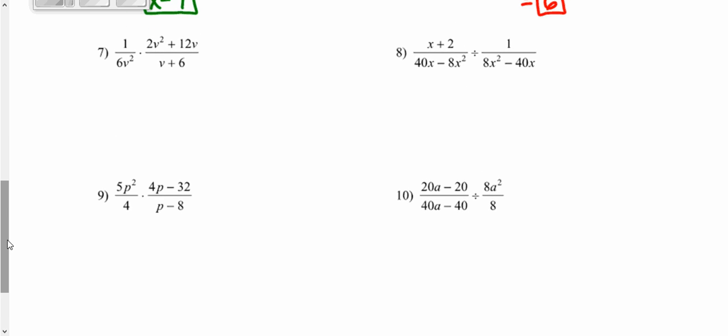Number 7 is multiplication, so I'm just looking for opportunities to factor. Can't do anything with the first fraction. With the second fraction, that numerator, I'm noticing there's a common factor of 2v. And there's a v plus 6 in the top and the bottom.